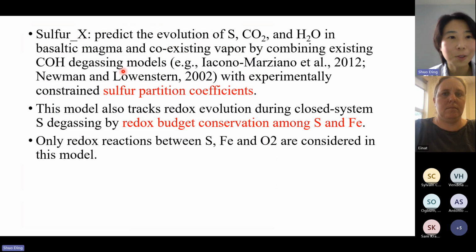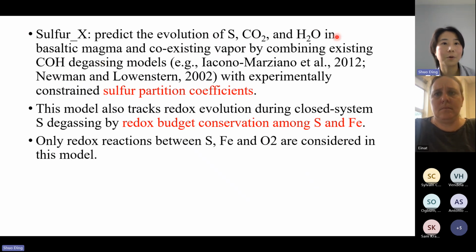So now we finally come to SulfurX. SulfurX is a model that tries to predict the evolution of sulfur, CO2, and water degassing in basaltic and basaltic andesite magma during decompression. The way it does this is by employing sulfur partition coefficients and combining them with an existing CO2 and water degassing model. So basically, we first have the CO2 and water degassing calculated by an existing model, and then I distribute the sulfur between magma and vapor using the sulfur partition coefficient.